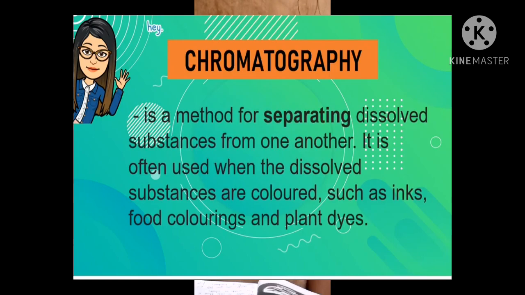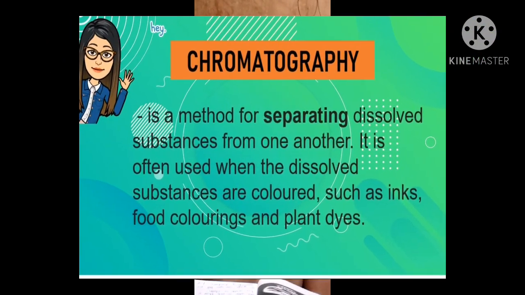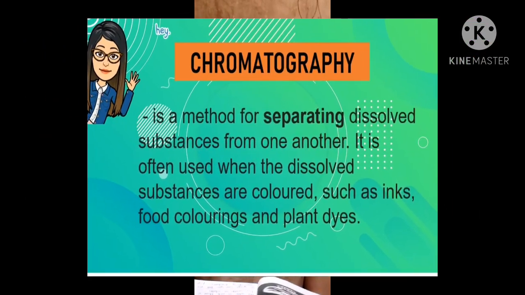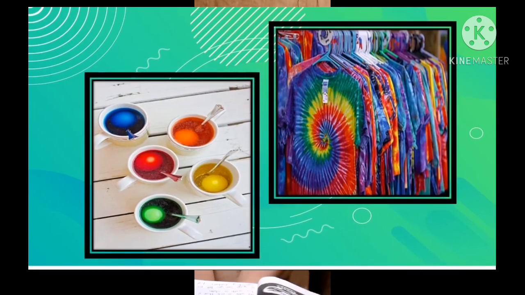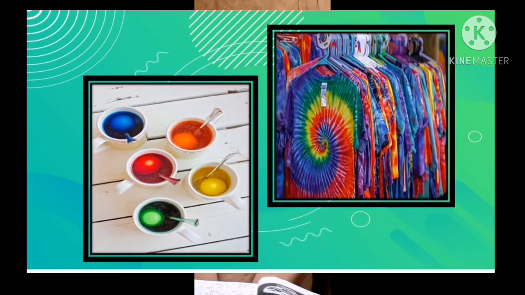The last one is by means of chromatography. Chromatography is a method of separating dissolved substances from one another. It is often used when the dissolved substances are colored, such as inks, food colorings, and plant dyes. One of the examples of chromatography is dyeing clothes. The color or ink that is dissolved in the water is transferred to a cloth.